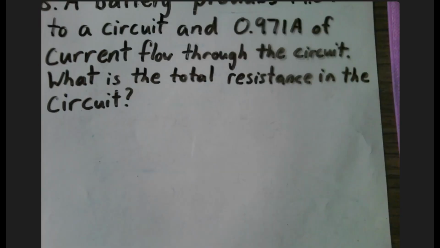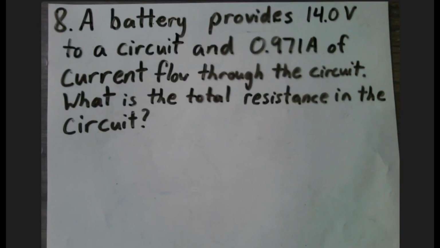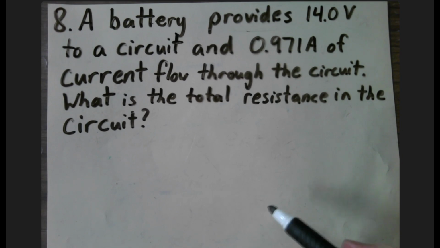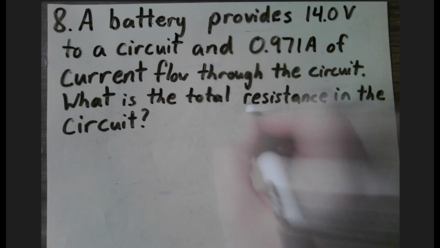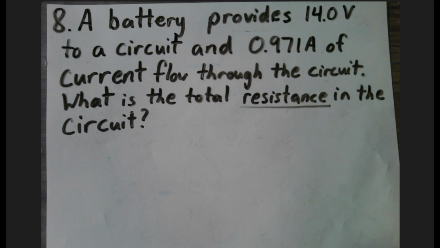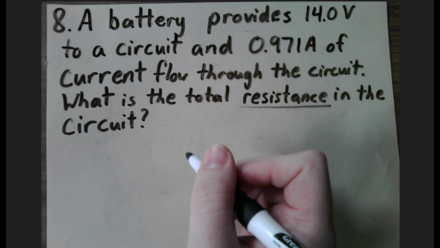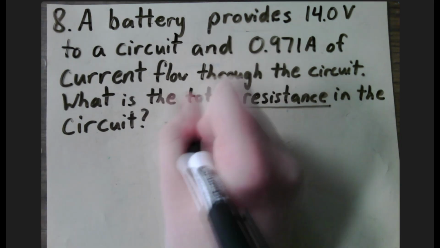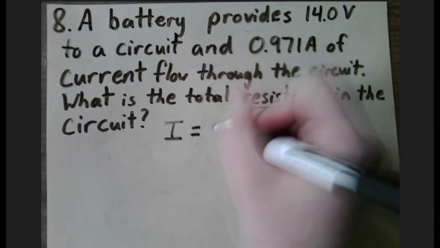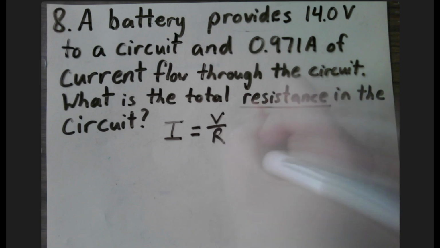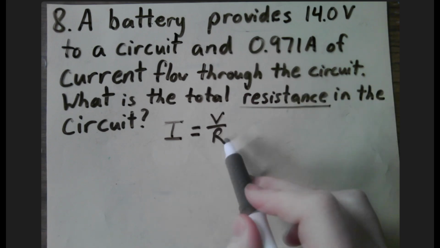Let's look at another type of this problem. Okay. A battery provides 14.0 volts to a circuit and 0.971 amperes of current flow through the circuit. What is the total resistance in the circuit? Well, let's see what we're looking for. We're looking for resistance. But we know our formula from Ohm's law, which is current is equal to voltage over resistance. But we got to get resistance by itself.